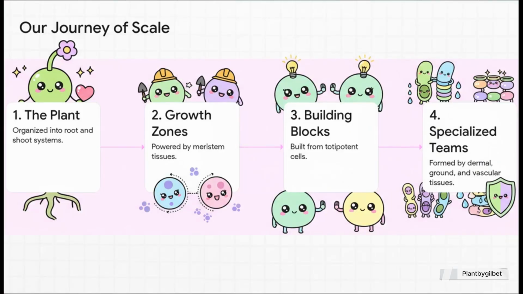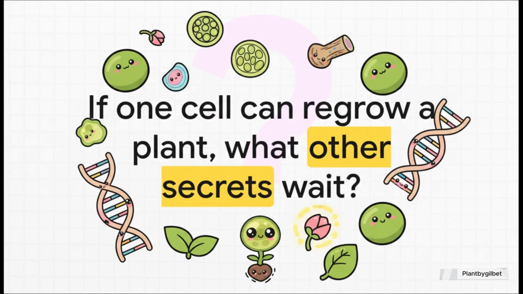Let's just quickly recap our journey of scale. We started with the plant, split into its root and shoot systems. We found the construction zones, the meristems, that power all new growth. We zoomed into the individual building blocks, those amazing totipotent cells. And then we saw how those cells assemble into specialized teams, the dermal, ground, and vascular tissues, that all work together to create a single, intricate, and fully functioning organism. From a single seed to a complex system, it's just this journey of incredible scale and specialization.